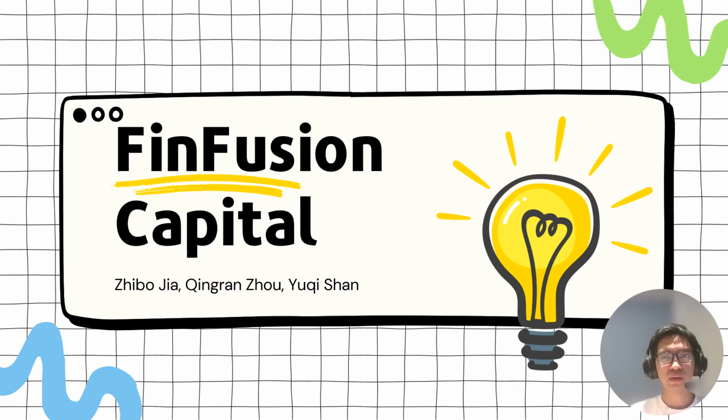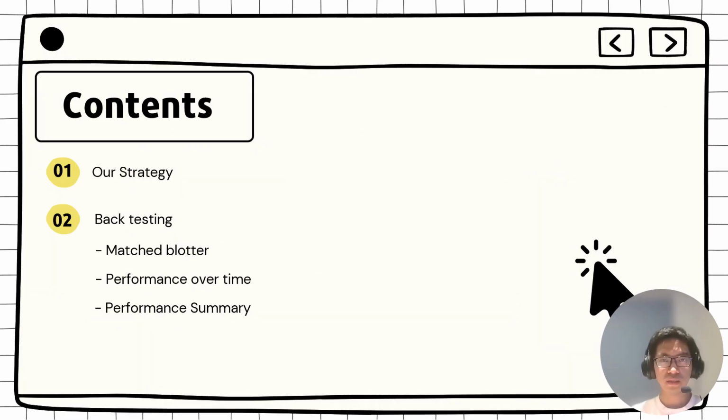We will explain our project in this presentation. Here you can see the structure of our presentation. We will first introduce our strategy and then show some backtesting data to analyze our program and show the performance of our strategy.